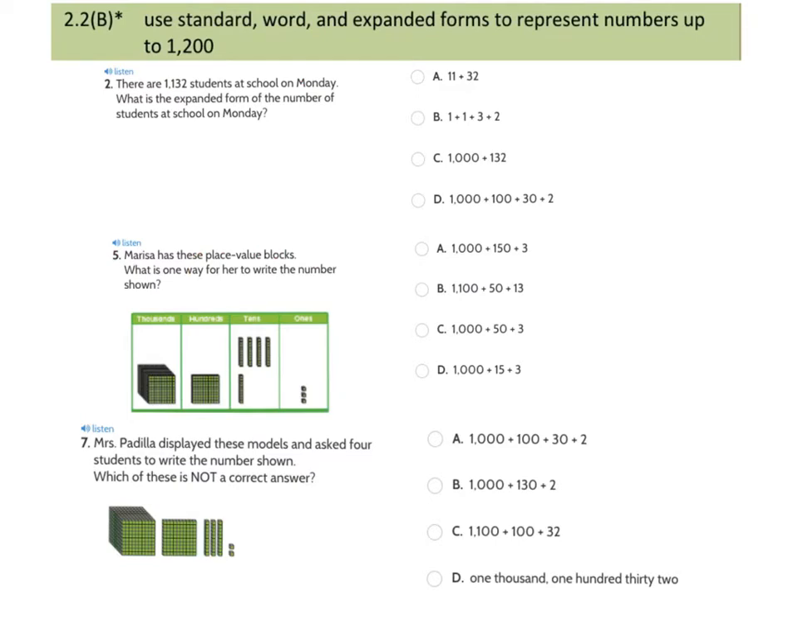In second grade, remember they are asked for expanded form all the way up to 1,200. So again, I pulled some questions off of the Pearson book, and it says there are 1,132 students at school on Monday. What is the expanded form of this number? So again, students need to know the vocabulary. They need to be able to see that the answer would be, in fact, D.